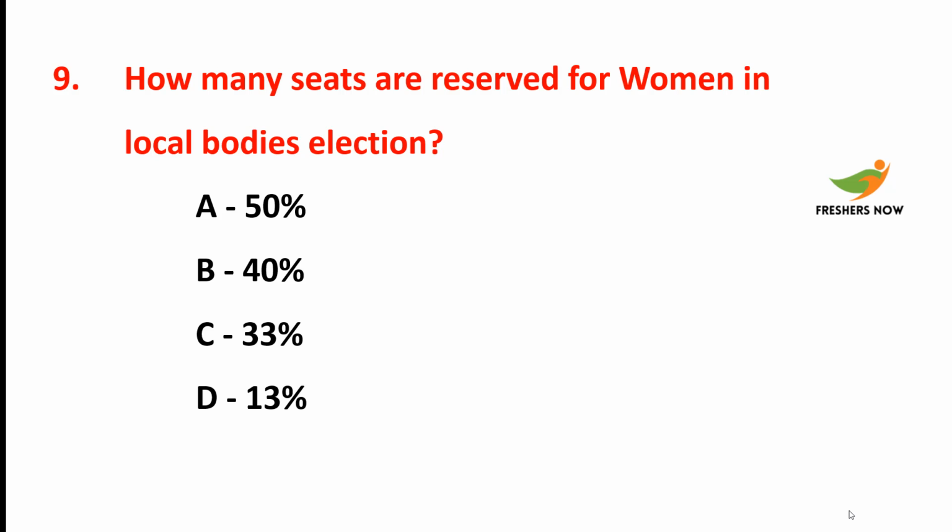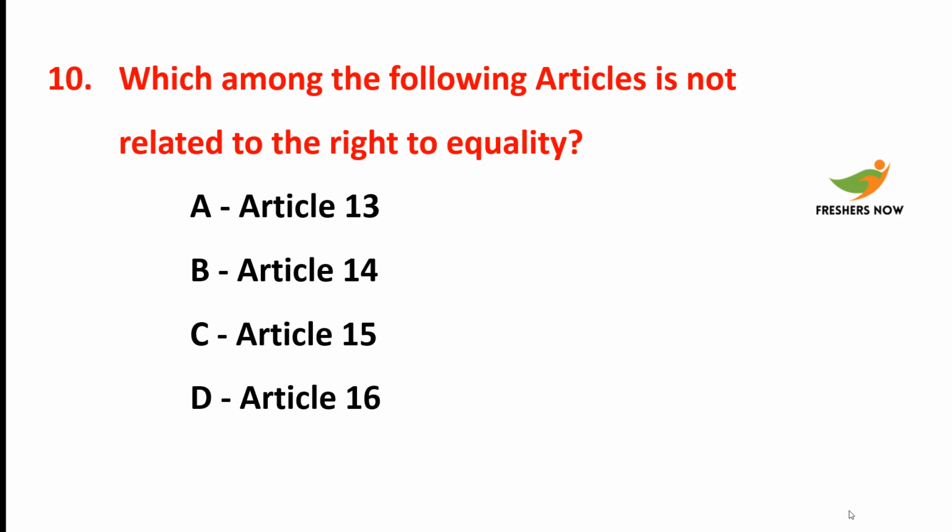Ninth question, how many seats are reserved for women in local bodies election? And the answer is D, 13%. 10th question, which among the following articles is not related to the right to equality? And the answer is A, Article 13.